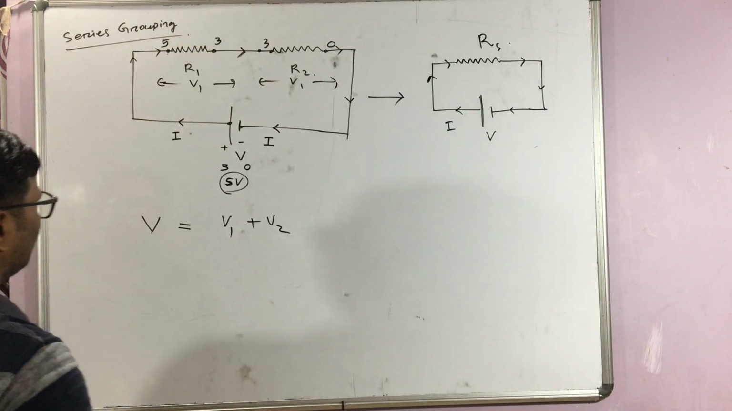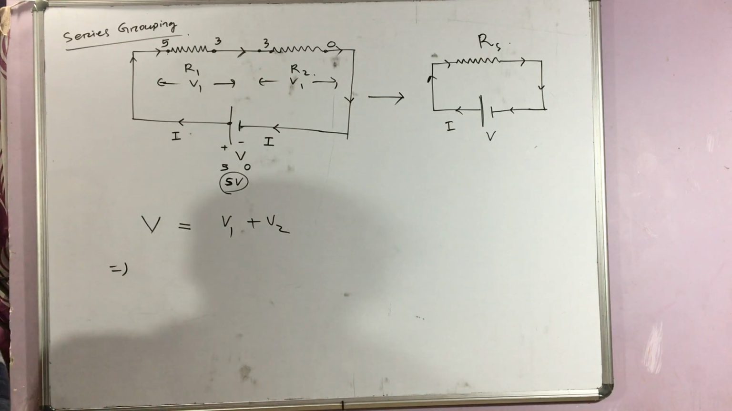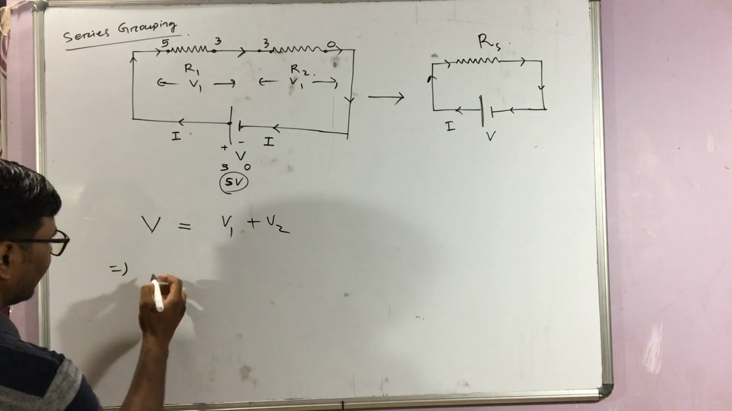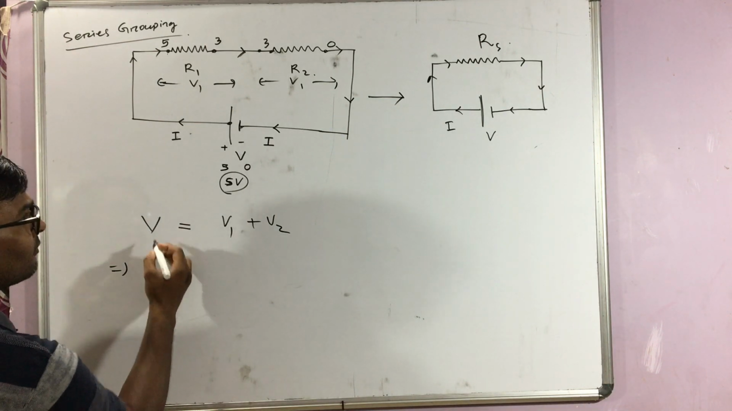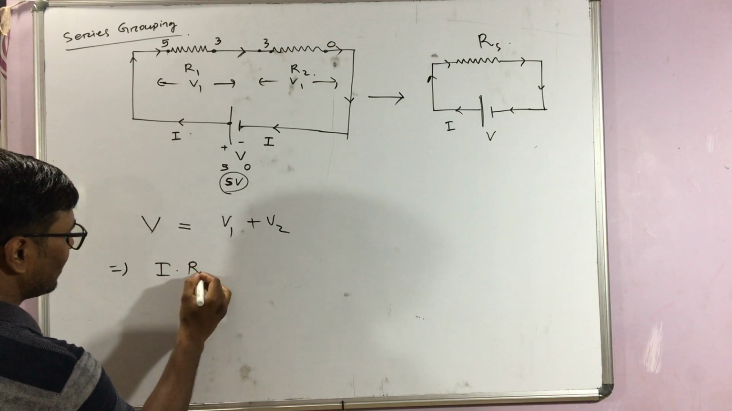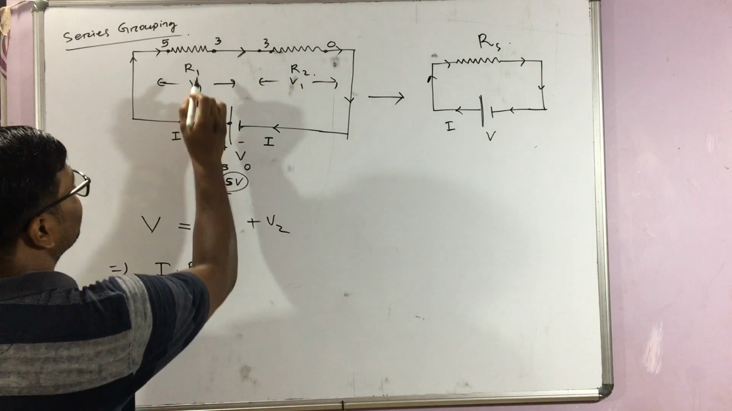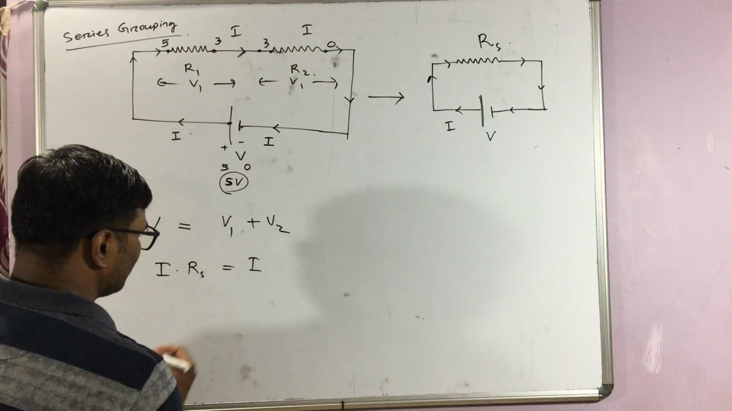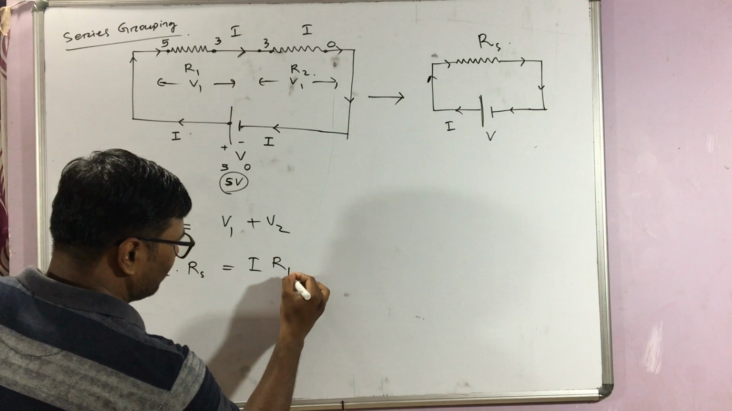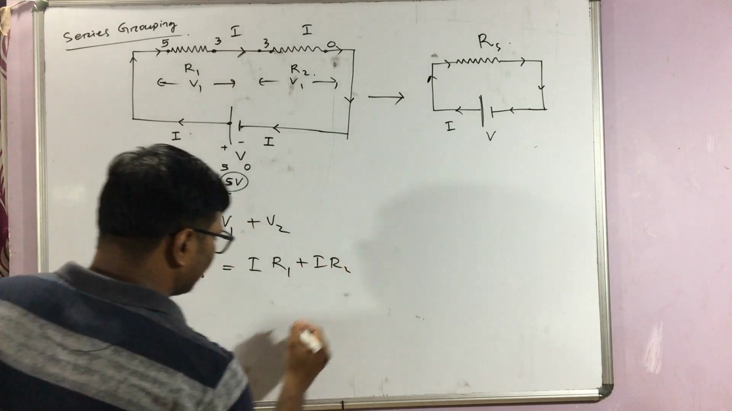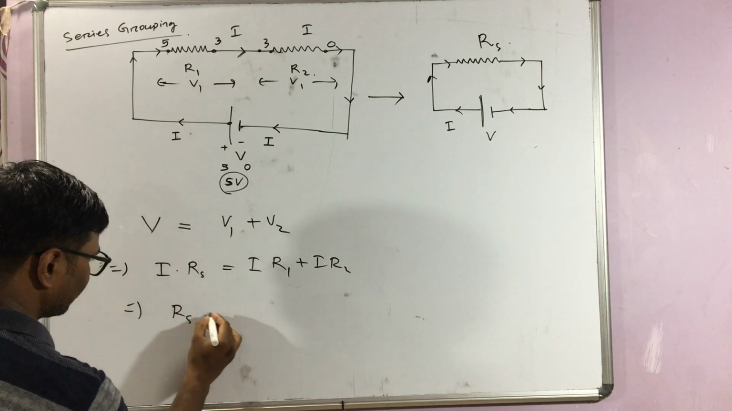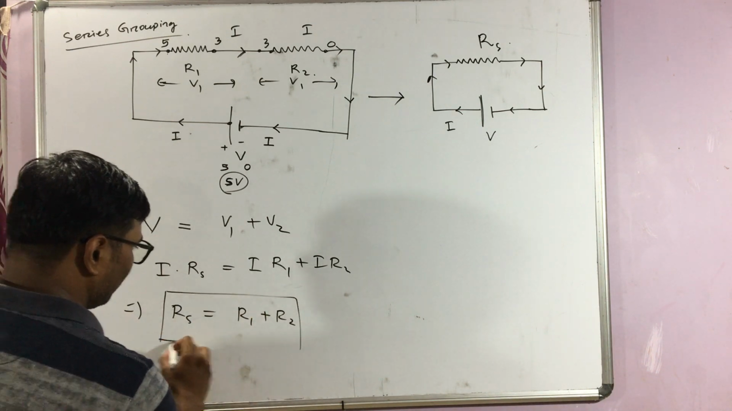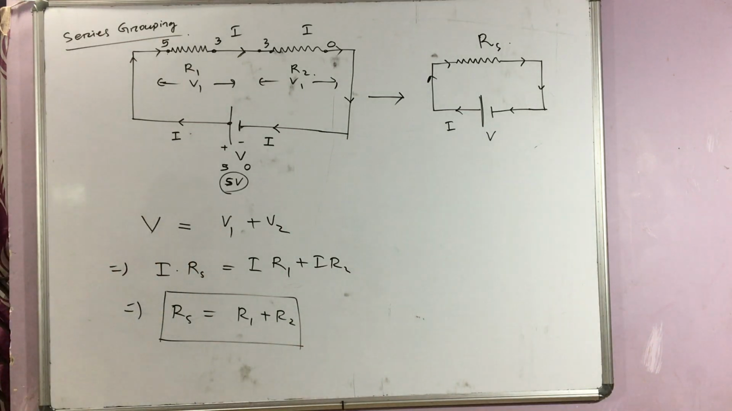and V2 is the potential difference across the resistance R2. And we know, according to the mathematical relation between V, I and R, V is equal to IR. So here V is equal to I into Rs. In this case, both the resistances have I amount of current flowing through them. So here it is I into R1 plus I into R2. Which implies Rs is equal to R1 plus R2. So this is the formula for series grouping of resistances.